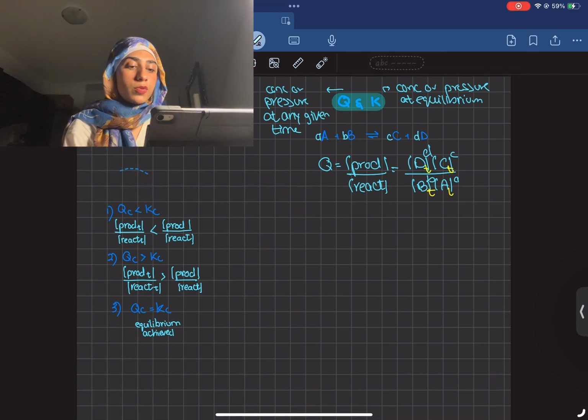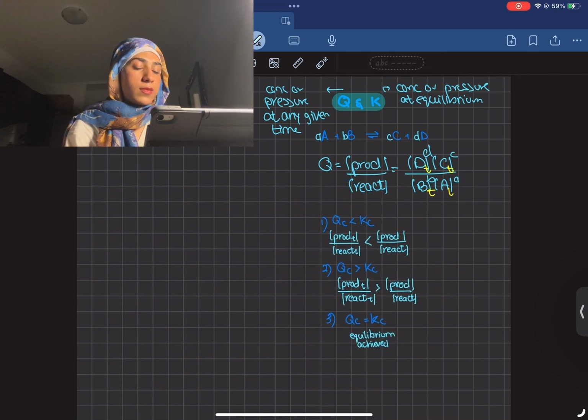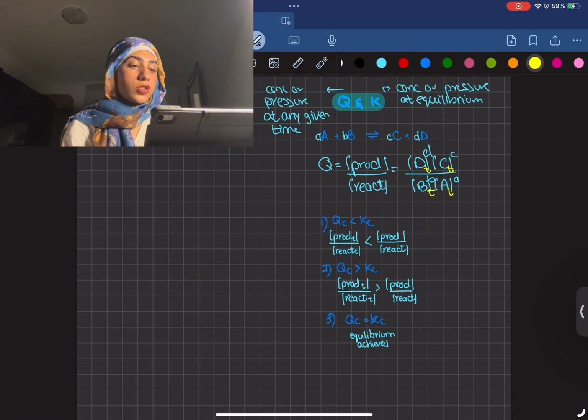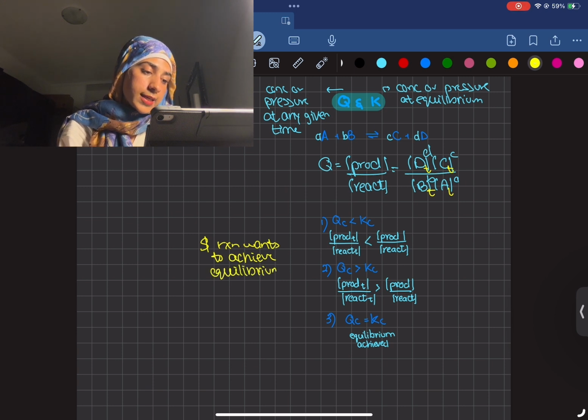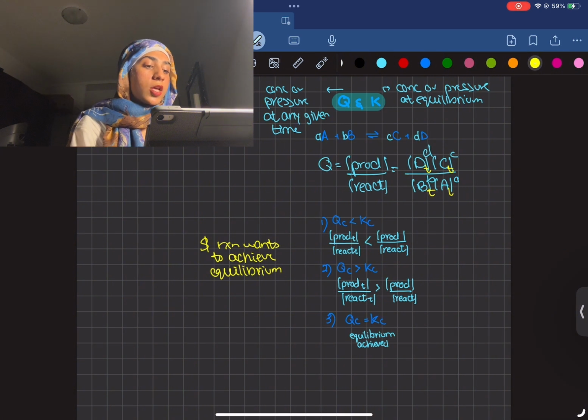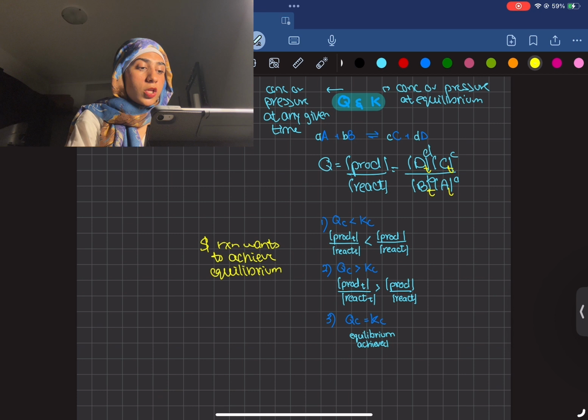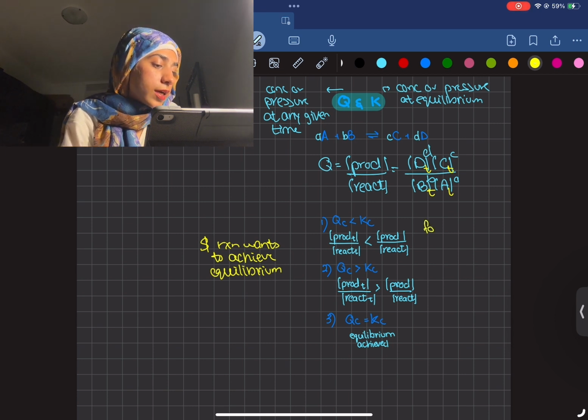So now we'll compare Qc with Kc and see what it tells us about our reaction. For starters, we need to remember that every reaction wants to achieve equilibrium, and Kc refers to the equilibrium position. So with the first one, we have Kc greater than Qc. That means that the point we are at currently, we haven't yet reached equilibrium. We want to reach equilibrium. So that would mean that our forward reaction is being preferred.